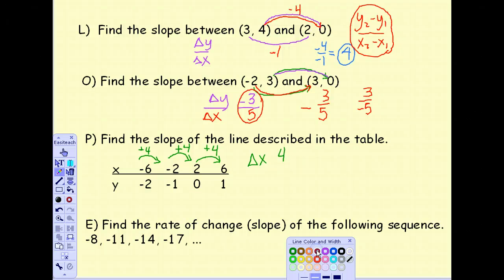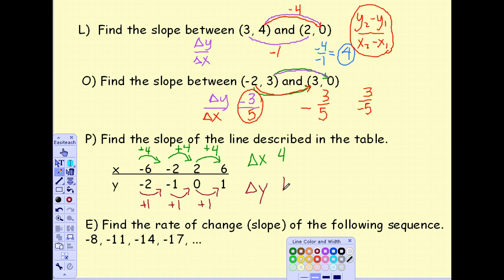If we look at the y's, okay, from -2 to -1 means it went up 1. From -1 to 0 means it went up 1. And from 0 to 1, it went up 1. So the change in y was 1. It went up 1 every time.